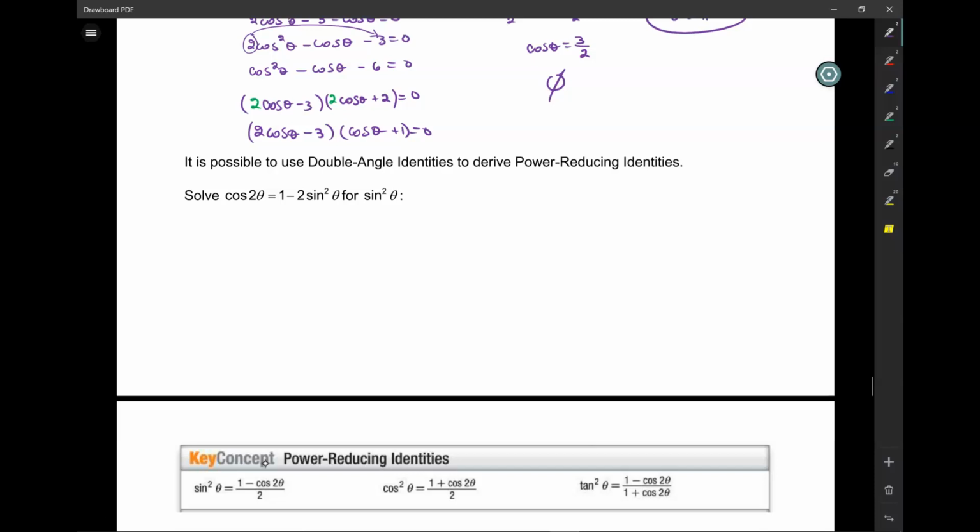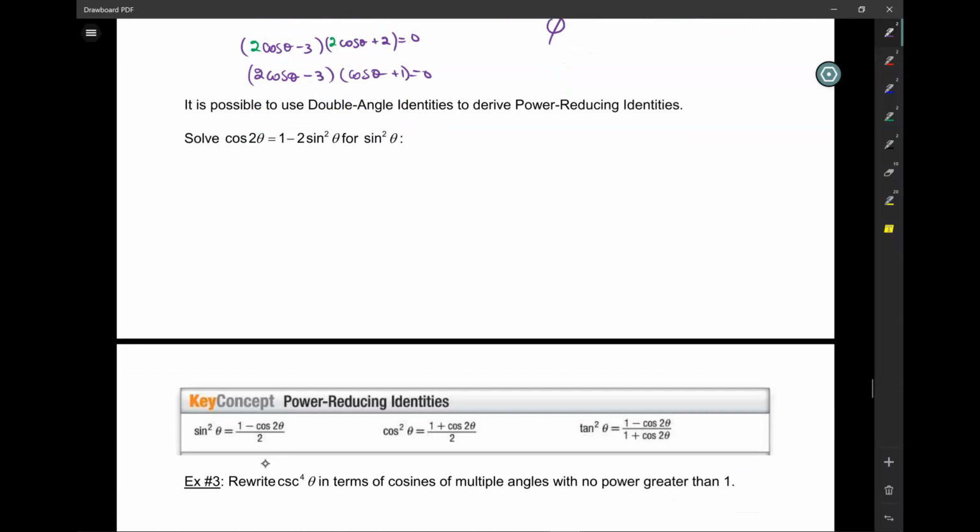So look at this identity. We're going to solve this for sine squared theta. So let's solve this for sine squared theta. I'm going to subtract 1. Okay? Now, divide everything by -2. So I get sine squared theta on the right side equal to cosine 2 theta minus 1 over -2.